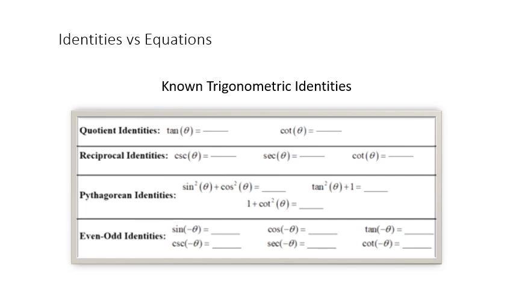So an identity is different than an equation. An equation is where you're solving for something. An identity is just something that is equivalent. So for example, 12 inches is equal to 1 foot.